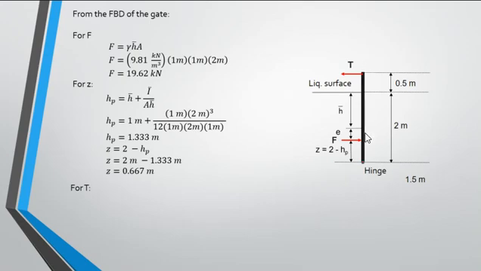Then to determine the tension, since we have a hinge, we just apply the equilibrium equation by taking moments at the hinge. We assume clockwise positive. So we have the hydrostatic force times its moment arm, which is Z, equals the tension multiplied by its moment arm, which is 2 plus 0.5, which is 2.5. Then let's substitute all the given. The total hydrostatic force is 19.62, and the location of the total hydrostatic force relative to the hinge is 0.667 meters. Then let's solve for the tension. The tension equals 5.23 kilonewtons.